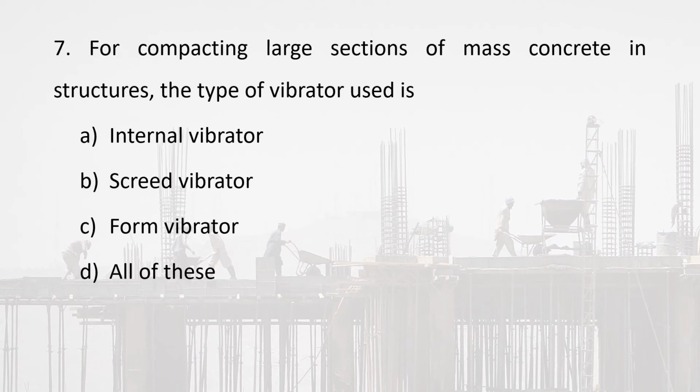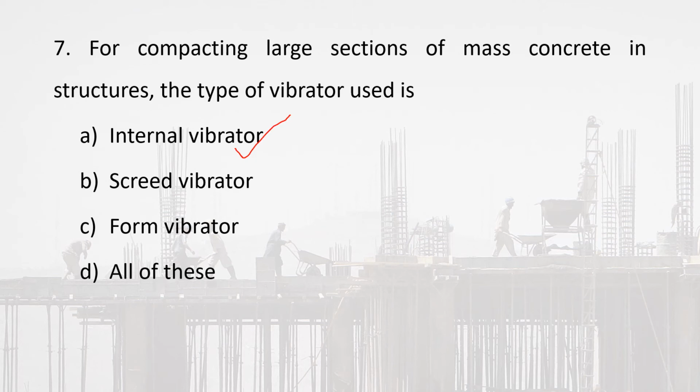Okay. Next question. For compacting large sections of mass concrete in structures, the type of vibrator used is option A, internal vibrator, option B, screed vibrator, option C, foam vibrator, and option D, all of these. The correct answer is option A.